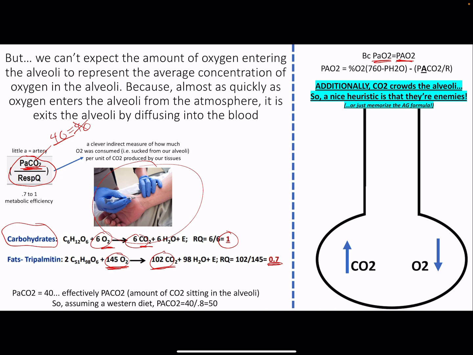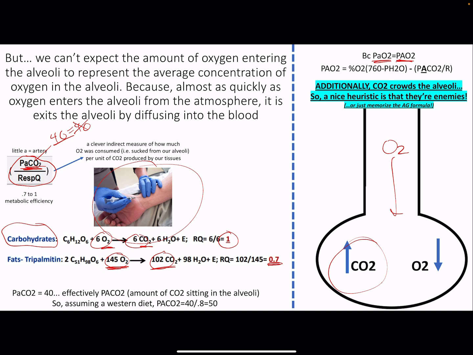Now, that's good to know, but honestly, a much more useful heuristic that you'll see a lot is that CO2 in the alveoli will crowd the alveoli. More CO2, kind of like with water vapor. If there's more CO2 here, it's difficult for more O2 to get in because it's already occupied by a lot of CO2. So we're going to consider them mortal enemies. If CO2 is high, O2 is going to be low. It's a very useful rule of thumb.